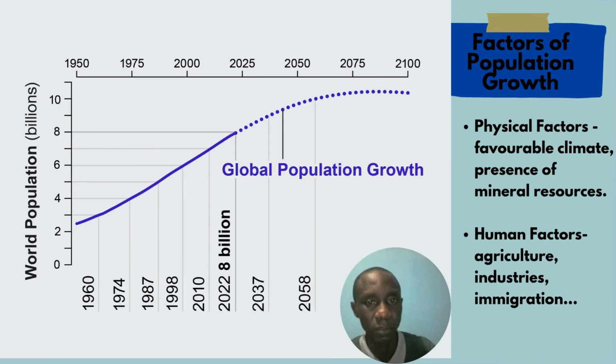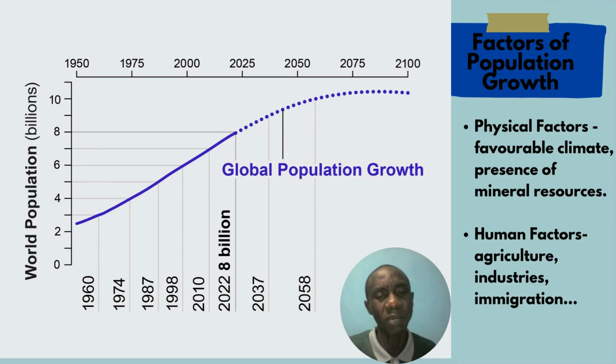So let's look at the factors of population growth. What are those things that can make people concentrate in an area and the population of that place grows? We have physical factors: favorable climate, presence of natural resources, water supply, fertile land. These are physical factors. These are some of the reasons that can make people concentrate in an area because this attracts them.